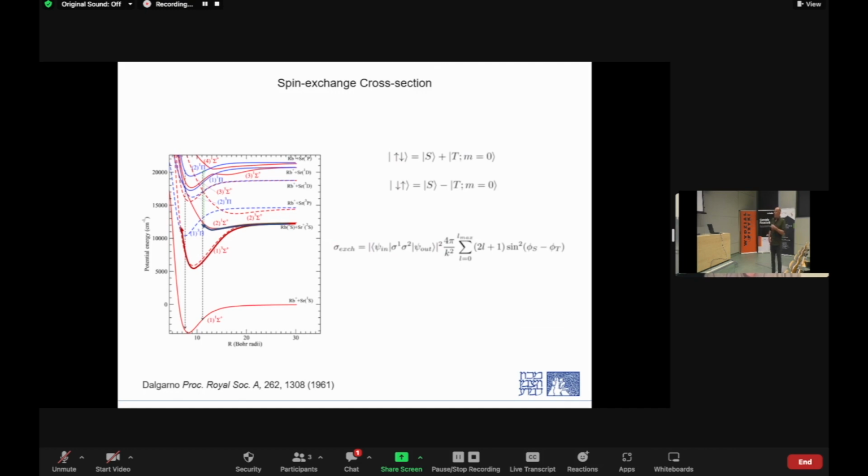So how do I calculate the cross-section of spin exchange collisions? This is a semi-classical model due to Dalgarno from the 1960s. Again, I have this prefactor and a sum over all partial waves with a sign, and that sign, though, is not the phase acquired during the collision of the wave function, but rather the phase difference between colliding on the singlet and the triplet. And I have an additional prefactor, which is simply the matrix element of the spin coupling operator between my initial and final state. Semi-classically, again, this sine function would average to 1/2, so there's no phase sensitivity.